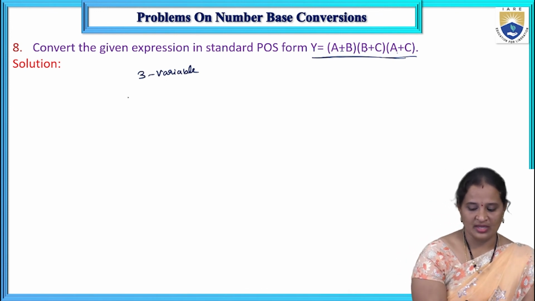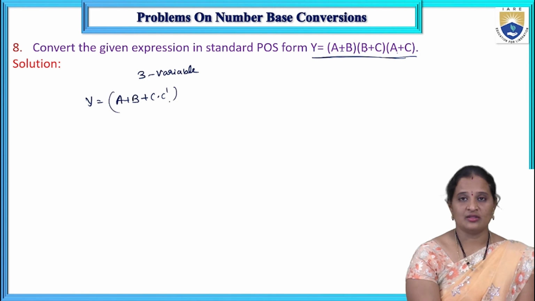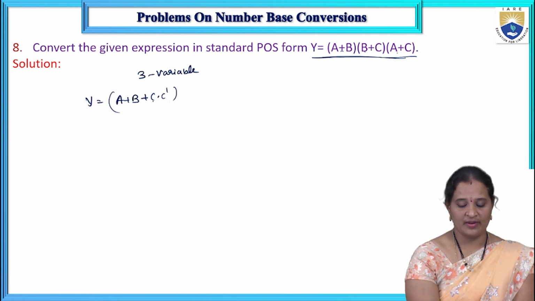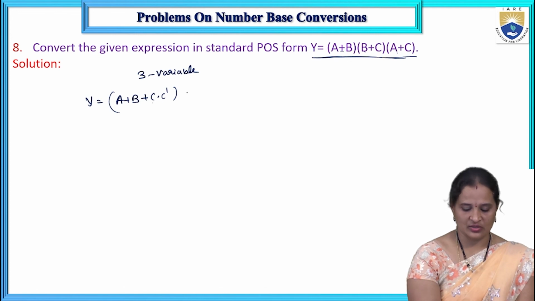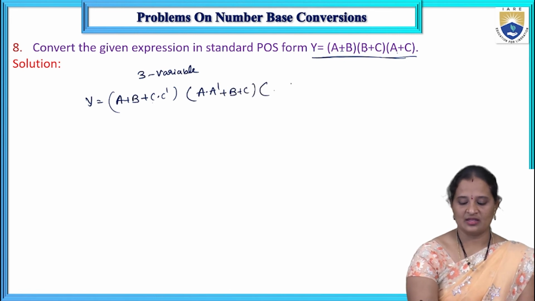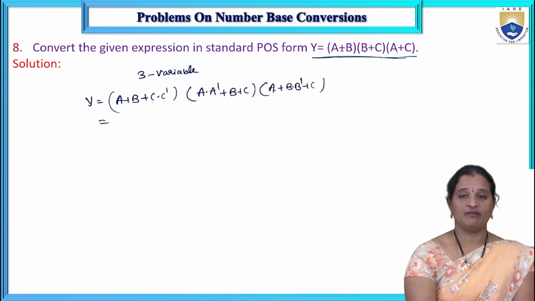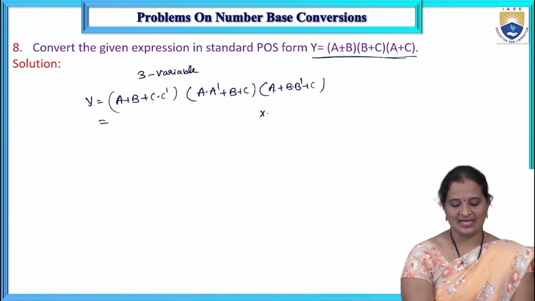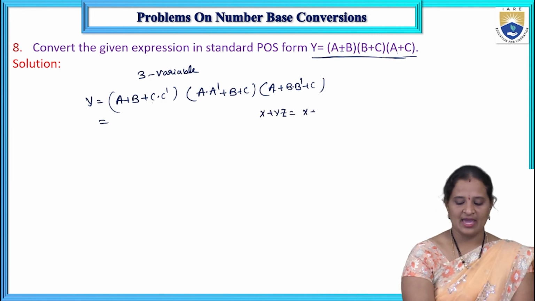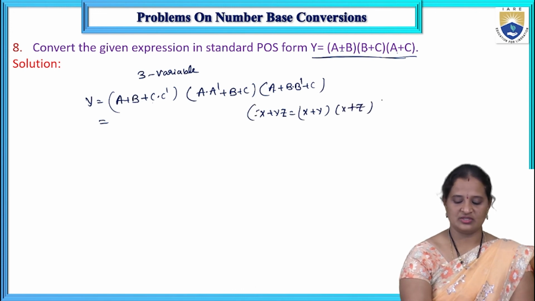So for that, I am going to consider A plus B, and C is missing. So just add a term formed by multiplying the missing variable and its complement, and then here A into A complement, because A is missing, and in the last term we have to use B into B complement, plus C. So now use the distributive law, that is X plus YZ is equal to X plus Y into X plus Z. Now expand this using this distributive law.